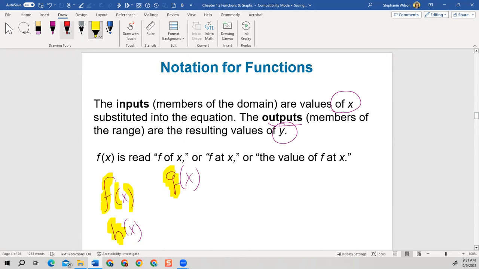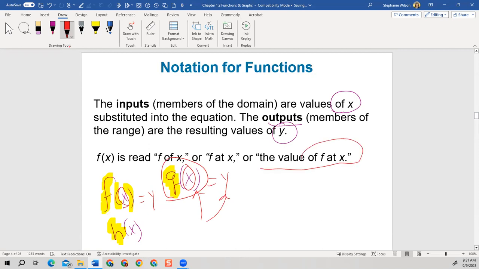And it's building on X. So f of X is telling me that this outcome is going to equal Y. So whatever my function is, it's going to yield my Y value. So we're building on X, and that's going to yield out a Y value. So this reads f of X, or f at X, or the value of f at X. So there's multiple ways of reading it. As long as you understand it, you pick the method you want.